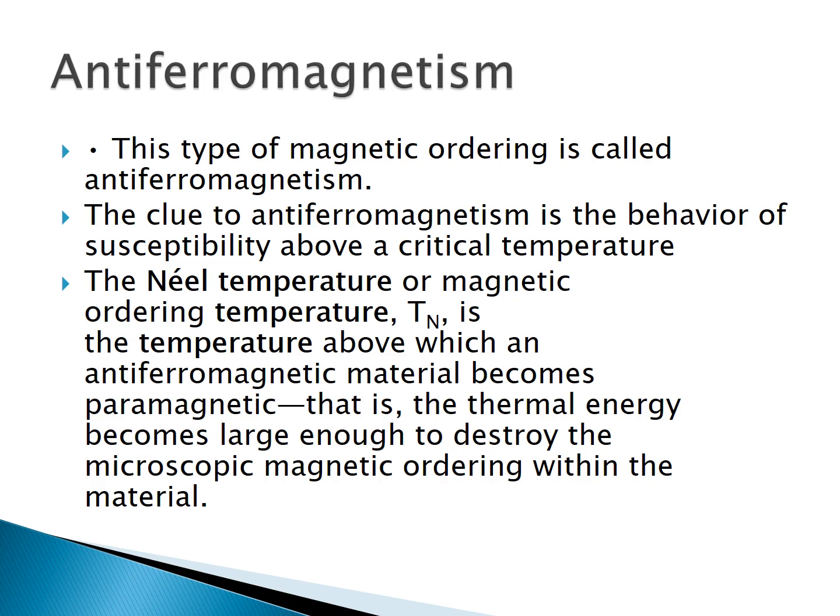which is represented by the symbol T_N, and the Néel temperature is the temperature above which an antiferromagnetic material becomes paramagnetic. It means that after that temperature its magnetic behavior will change, because the thermal energy destroys the microscopic magnetic ordering within the material.